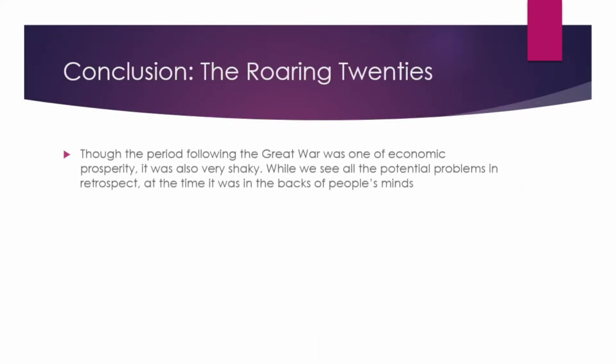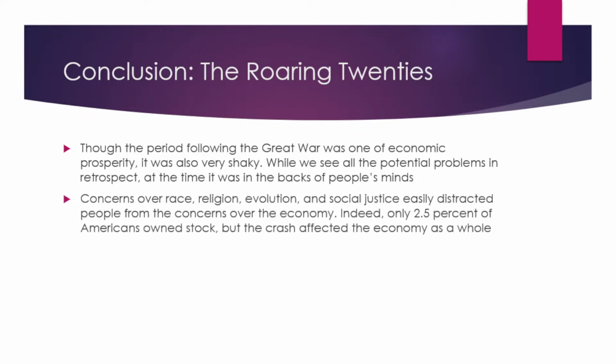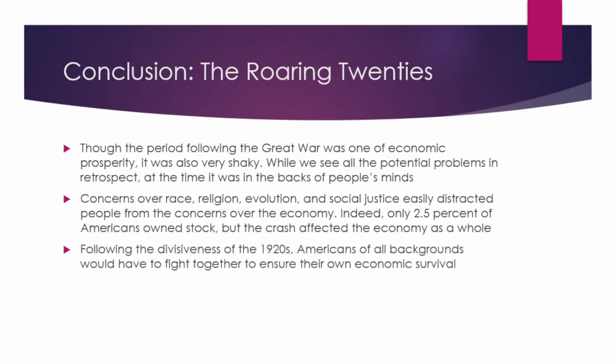So to conclude, the Great 20s were prosperous but shaky. All these concerns kept people distracted. And only 2.5% of Americans actually owned stock, but once it crashed, it pulled down the whole economy. You don't have to own stock to be affected by it, which again is stupid. I don't have anything to do with stock, but if the stock market crashes, it affects prices and everything. And after all this divisiveness, all this back and forth in the 20s, Americans would have to learn to work together in the Great Depression to be able to survive.